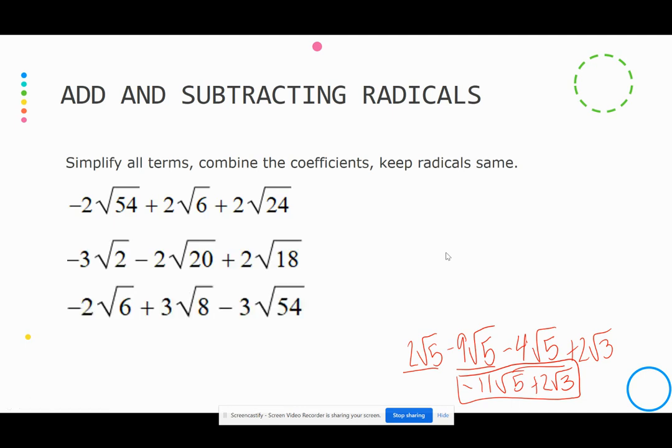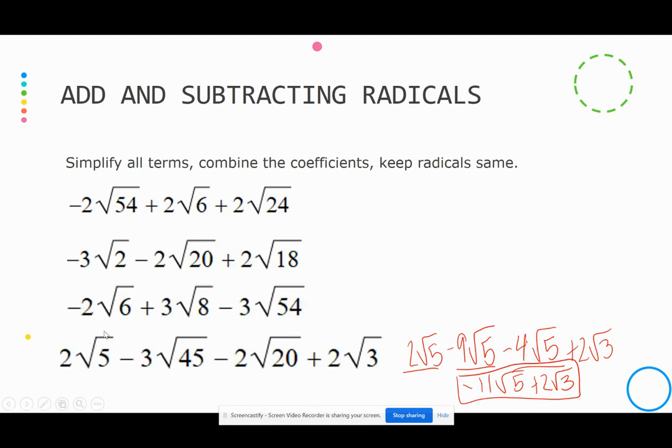For the next problem, I decided to do the last one with you guys. So we have 2 square root of 5, which just stays 2 square root of 5. There's no perfect squares to take out. We have minus 3 square root of 45. 45, I can take a perfect square of 9 out. So when I do that, I get a 3 on the outside. So negative 3 times 3 is negative 9. And I'm left with that 5 on the inside over here.